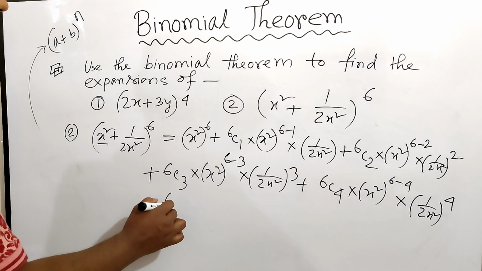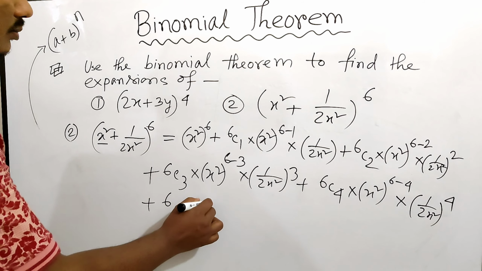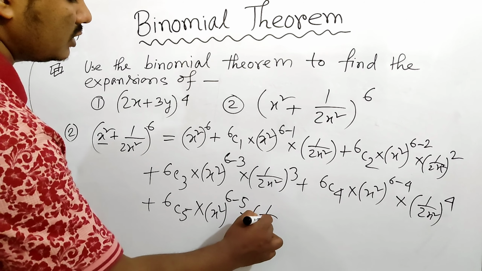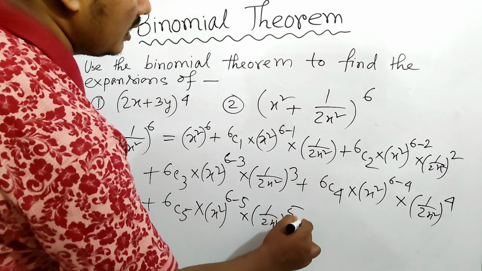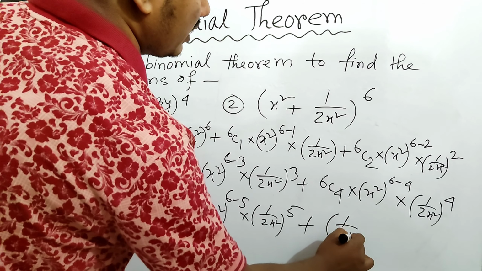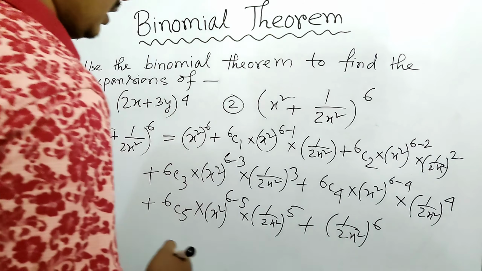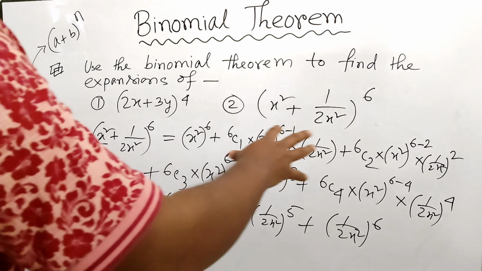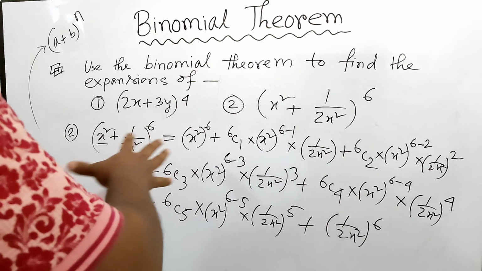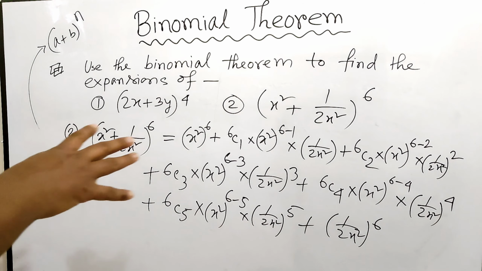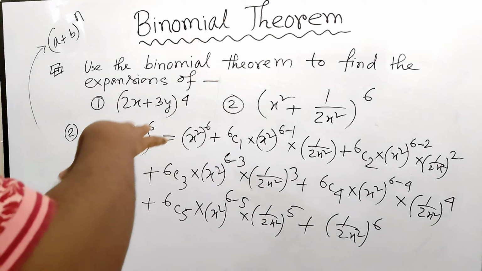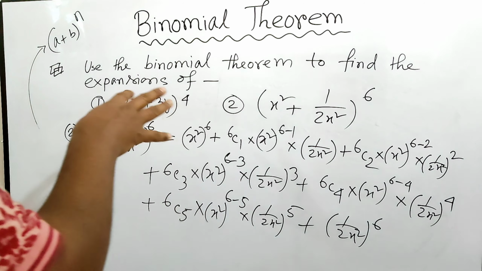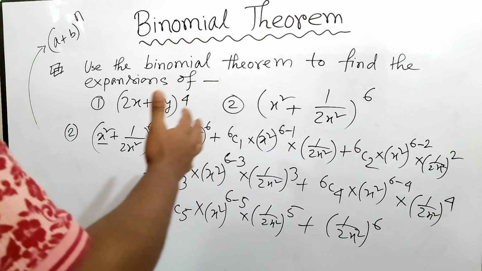Next, n65 multiplied by x squared to the power 6, minus 5 multiplied by 1 over 2x squared to the power 5, and finally 1 over 2x squared to the power 6. Now it looks so complicated, but if you look at the theorem step by step, then it will be so easy. In general, if you just look at it, you can find it so complicated. But you should use the formula step by step, and there is a pattern.